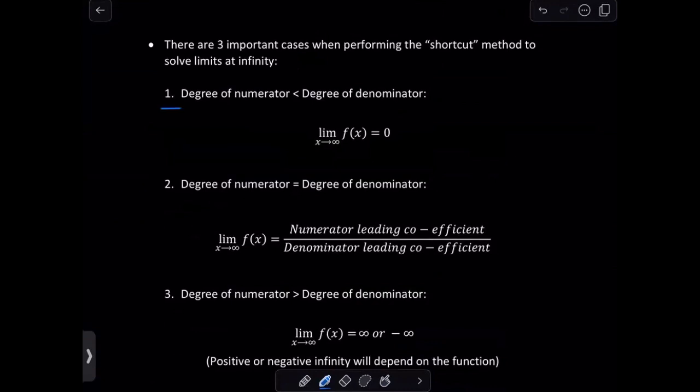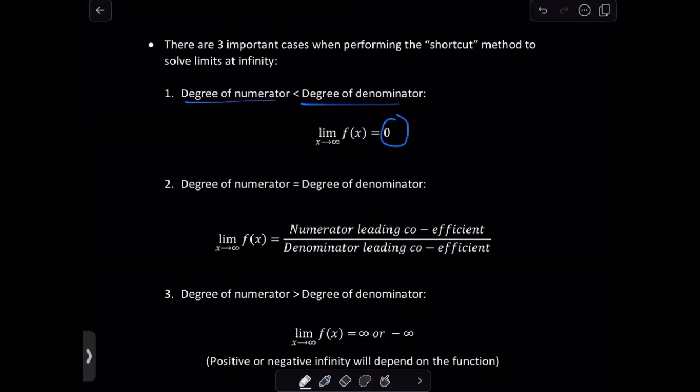So let's go for case 1. These all deal with limits at infinity. Specifically, we're looking at the limit as x approaches positive infinity. Remember, if you have negative infinity, you can always transform it using the rule I showed you on the previous screen. So if the degree of the numerator is less than the degree of the denominator, then the limit as x approaches infinity of f of x is equal to 0.